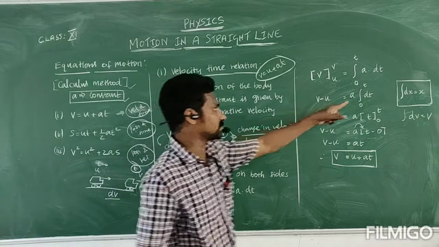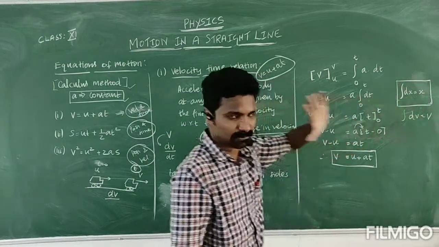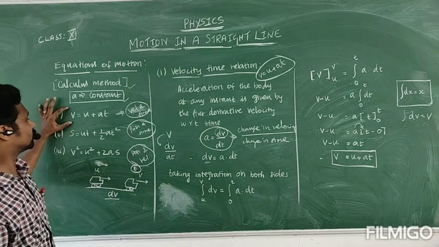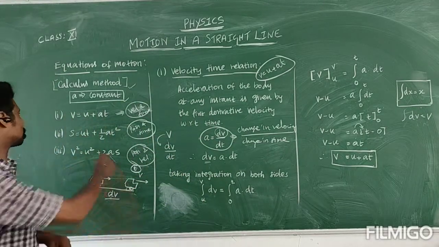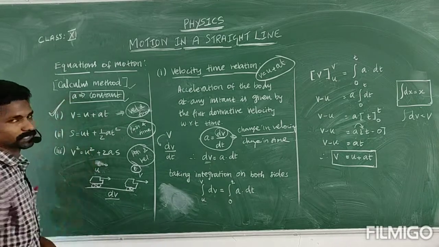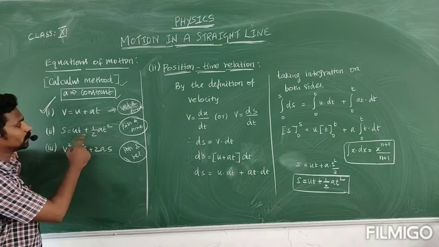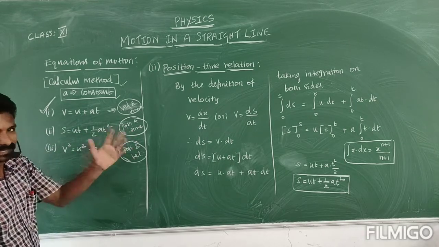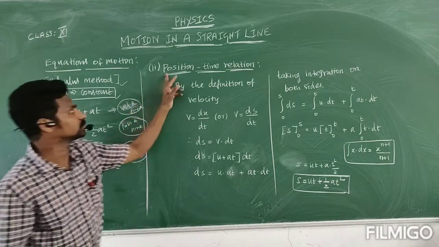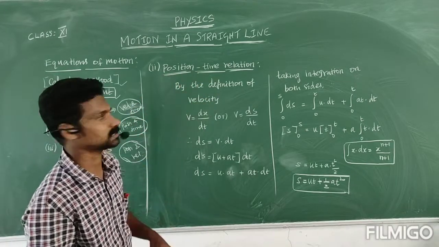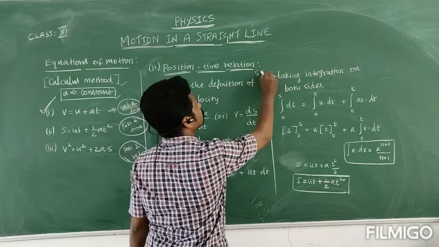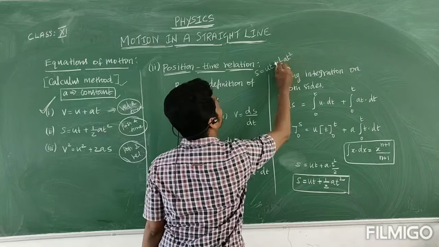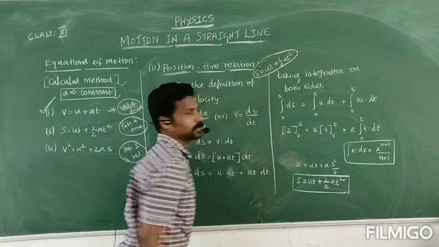Then one more important step: the integral of dx is equal to x. That is the formula. Okay, so now we have derived the first equation, v is equal to u plus at. The next one, s is equal to ut plus half at square, or otherwise we can say that is the position and time relation. That is the second one. So this whole expression we are going to derive.